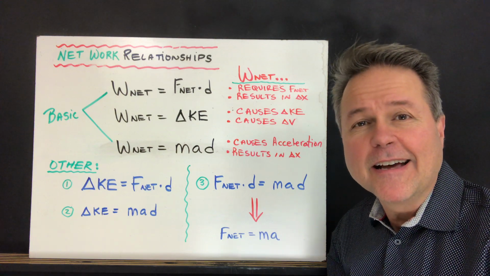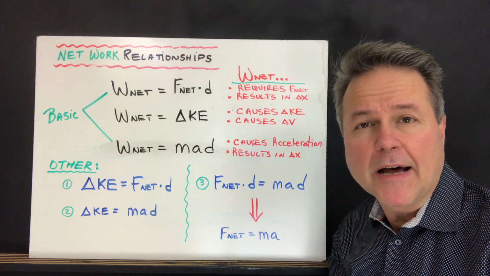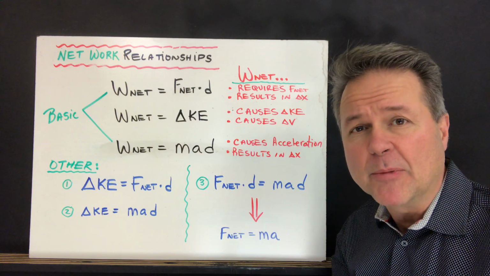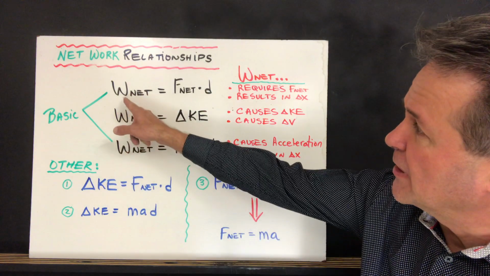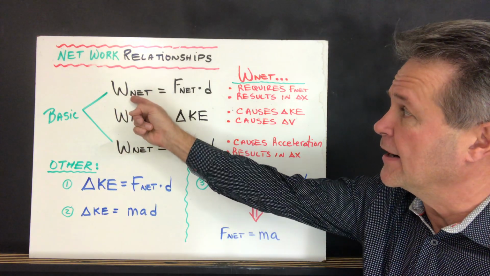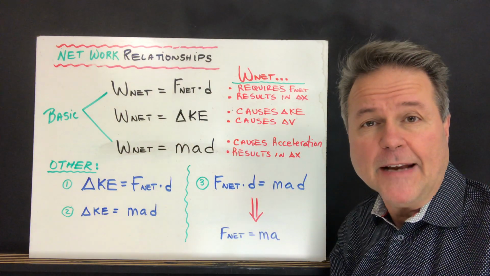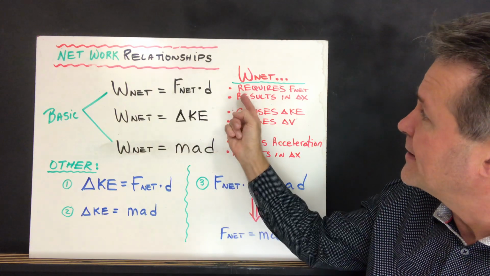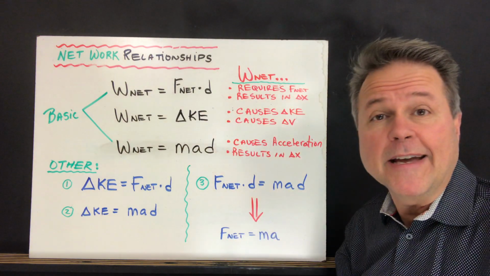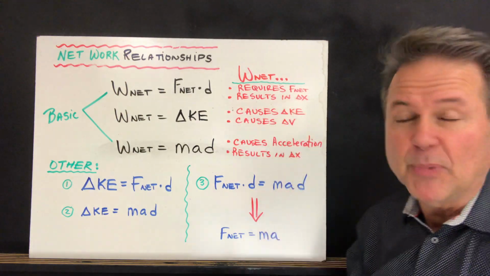In this lesson, I'll present 6 formulas that deal with the net work applied to an object and the variables associated with that net work. The first formula is the common definition of net work. Net work is equal to the product of net force times distance.